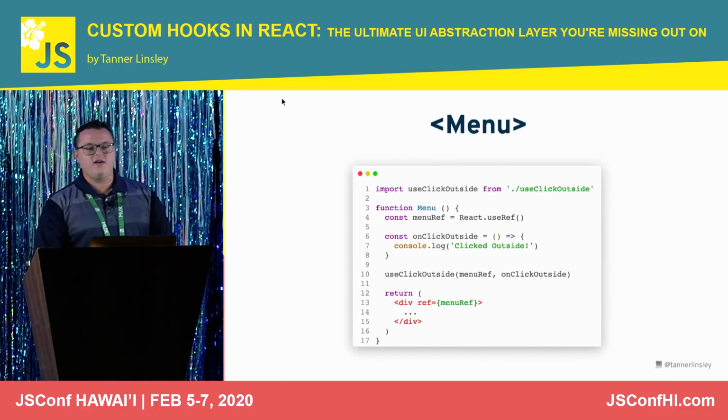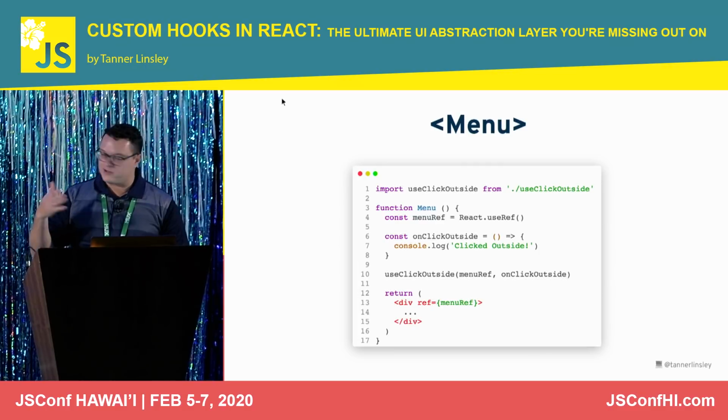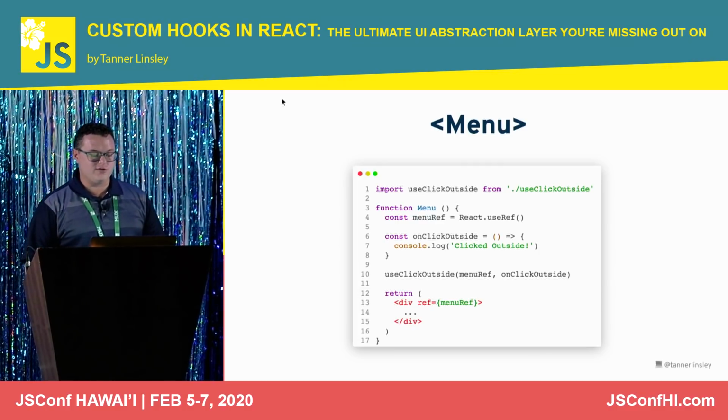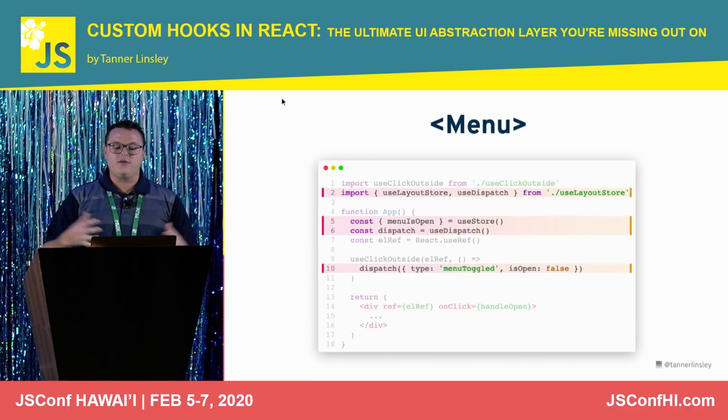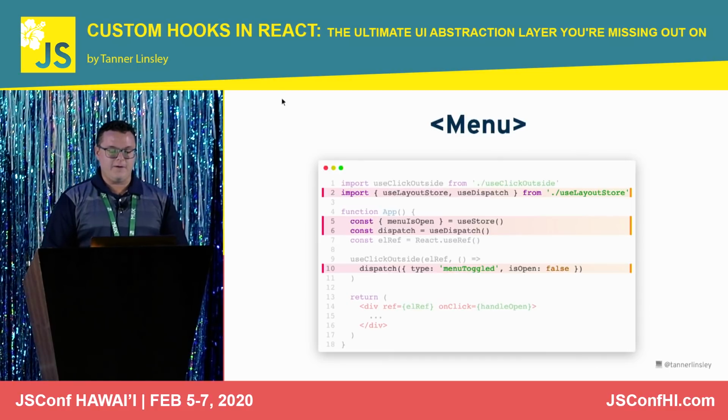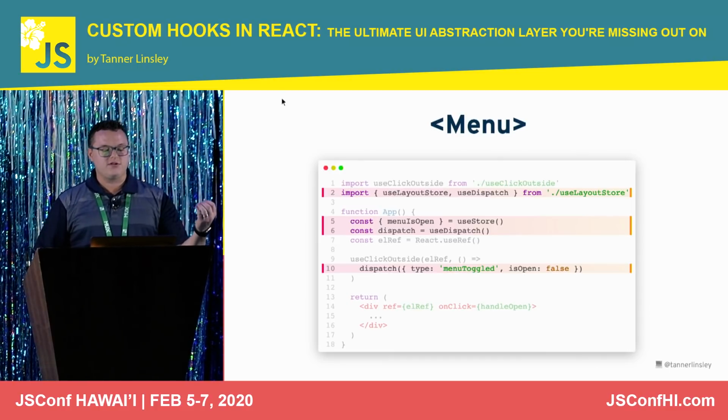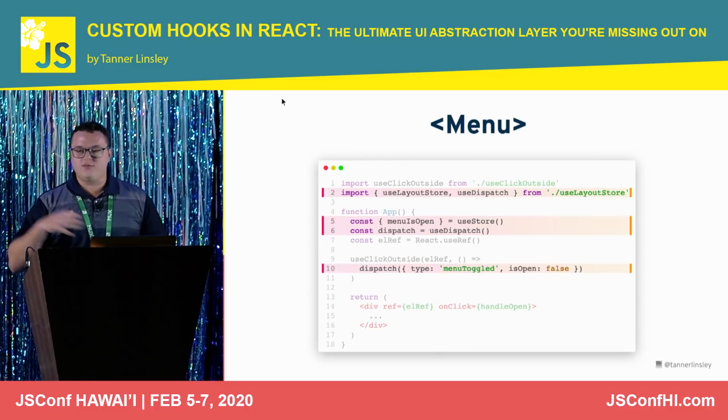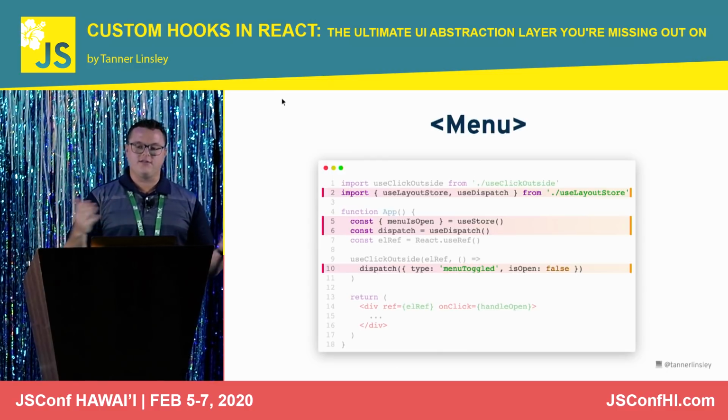And then inside of our component, like our menu that we wanted to click outside and have it change around, we can hook it up to that use layout store by both subscribing to the store to see if it's open and the dispatcher to make sure that we can toggle it closed when we click outside of it.